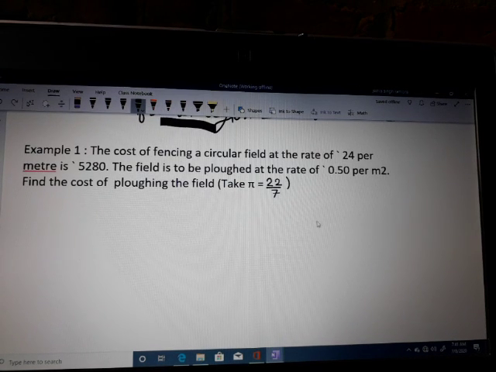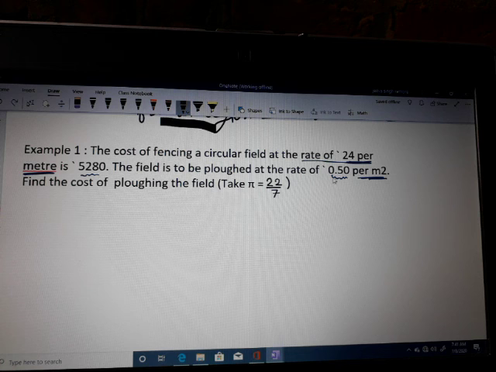Let's solve the first example of the NCERT book. The cost of fencing a circular field at the rate of rupees 24 per meter is rupees 5280. The field is to be ploughed at the rate of 0.50 rupees per meter square. Find the cost of ploughing the field. So simple. You have to solve in some steps.